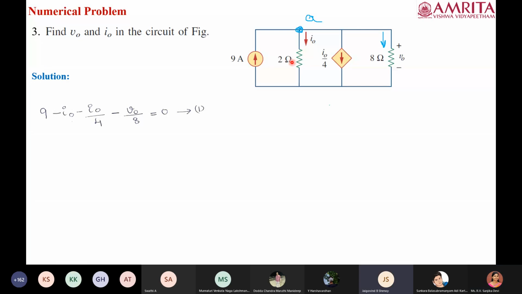Could you explain how current leaves from the 8 ohm resistor, ma'am? Yeah, from the 8 ohm, you see the polarity they have given, plus minus. It means that there is a drop in the potential. For that drop in potential, the current should enter the positive terminal and leave the negative terminal. Only then there will be a drop. So it means that current is leaving this particular node A. The leaving current I am taking as minus. So minus, what is the value of current? Voltage divided by the resistance.